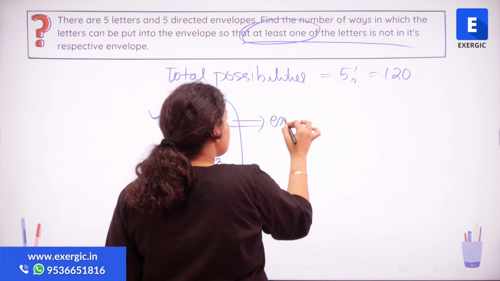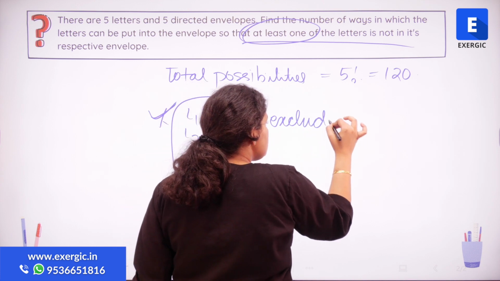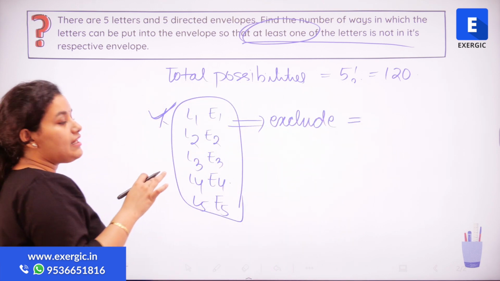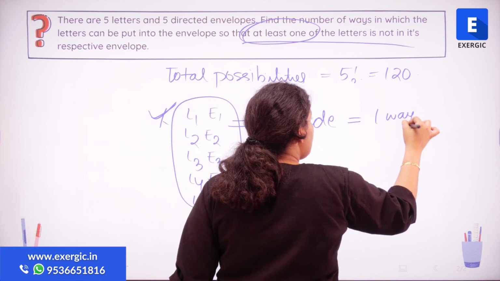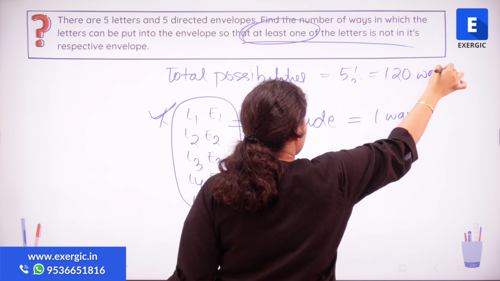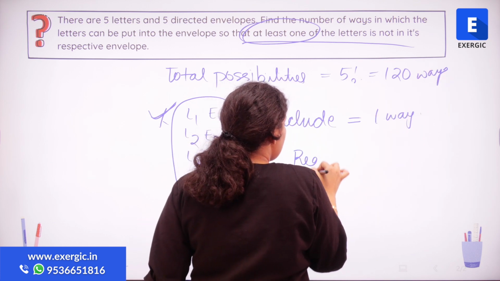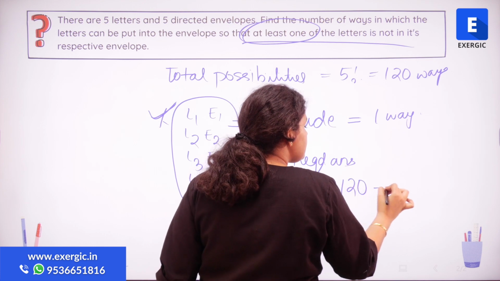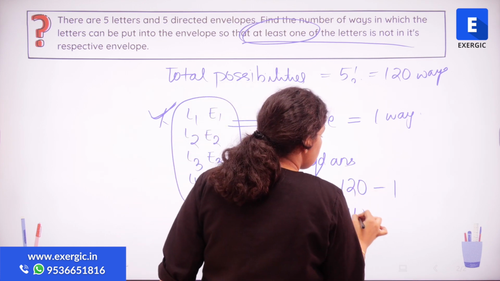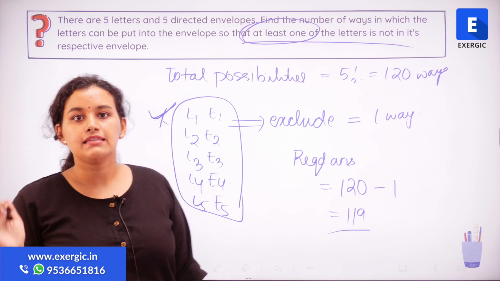So what am I going to exclude? I'm going to exclude this situation where all of the letters are going to their respective envelopes. And how many ways are there for that? Only one way. So our required answer is going to be this total minus the exclusion, and that is equal to 119. Is this clear?